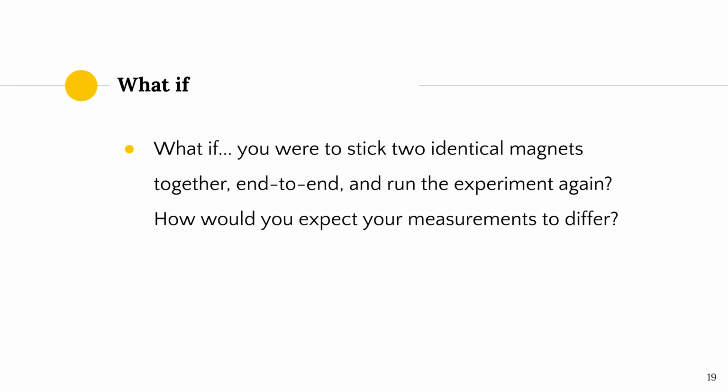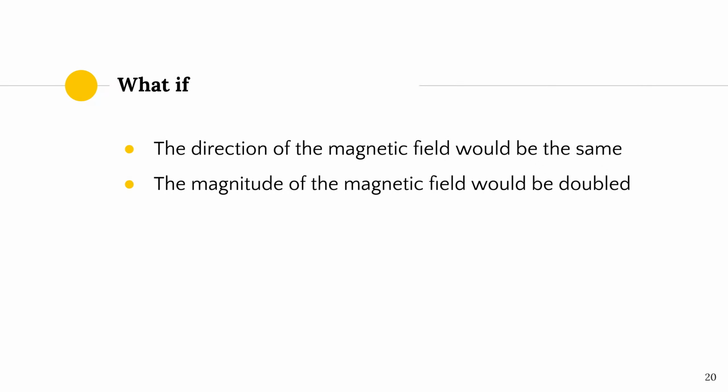Second, what if you were to stick two identical magnets together end to end and run the experiment again? How would you expect your measurements to differ? Then, the direction of the magnetic field would be the same, but the magnitude of the magnetic field would be doubled.